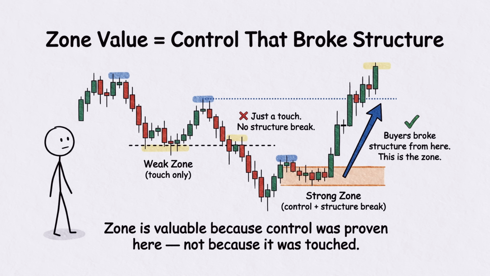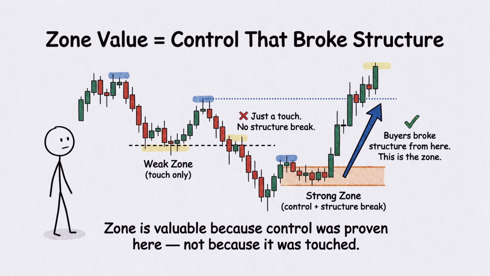And when I say meaningful structure, I mean a swing that is obvious when you zoom out, or the swing that created the most recent break of structure. If you have to search for it, it is probably internal noise. In an uptrend, a higher low only matters if it helps create a higher high. That means buyers defended that area, attacked from that area, and broke the previous high. In a downtrend, a lower high only matters if it helps create a lower low. That means sellers defended that area, attacked from that area, and broke the previous low.